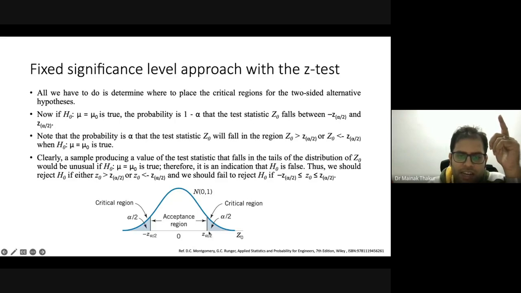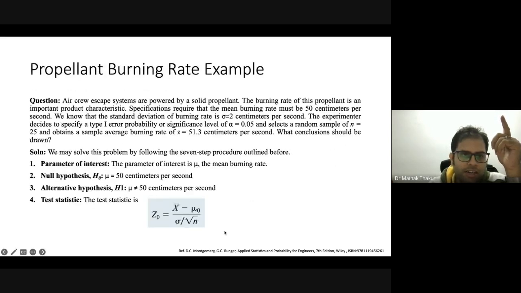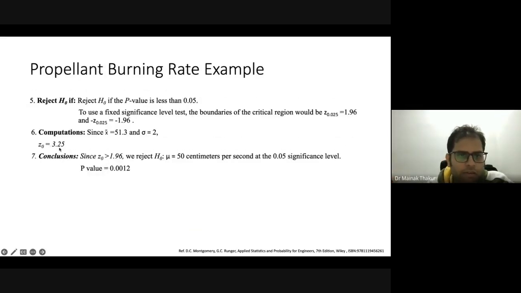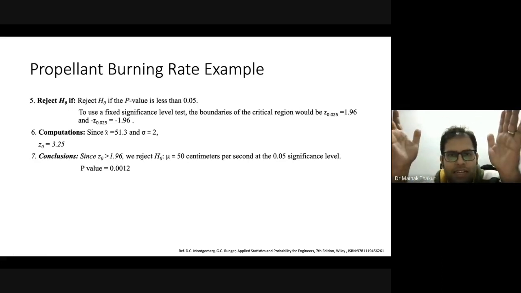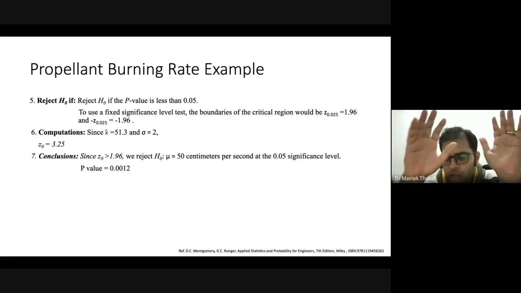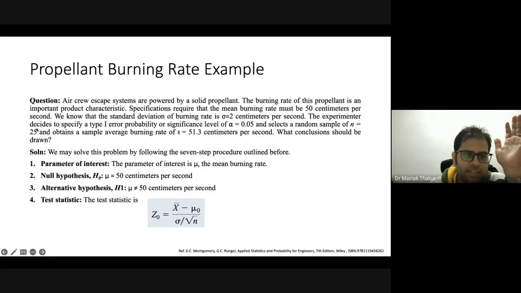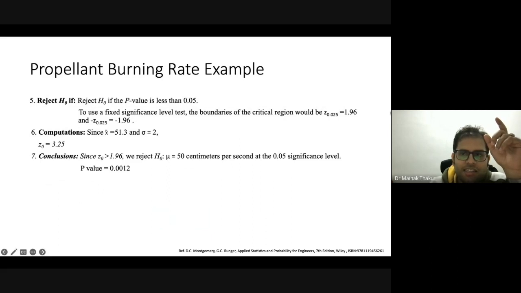Because 1.96 is here, and 3.25 is more than 1.96, somewhere here, right? So you will reject. If you calculate the p-value also, it will come 0.00212. In that case also you are rejecting because it is less than alpha, less than 0.05. So in this simple manner you can do hypothesis testing. What you need to do is just form the test statistic and the critical region. Here in this case, the critical region lies between minus 1.96 and 1.96.